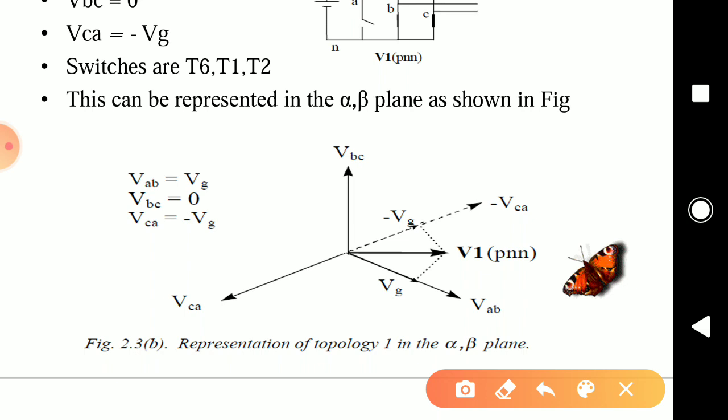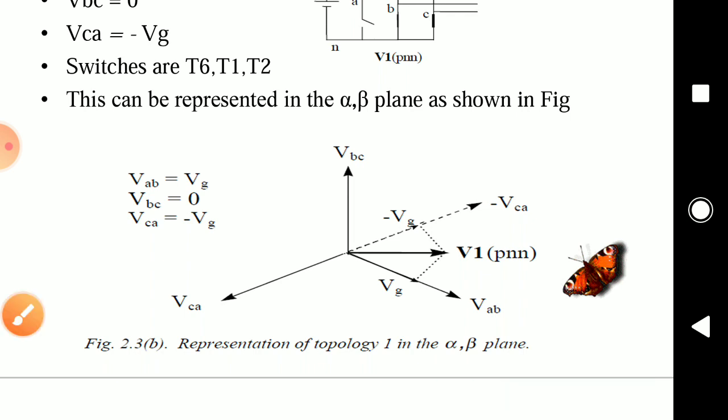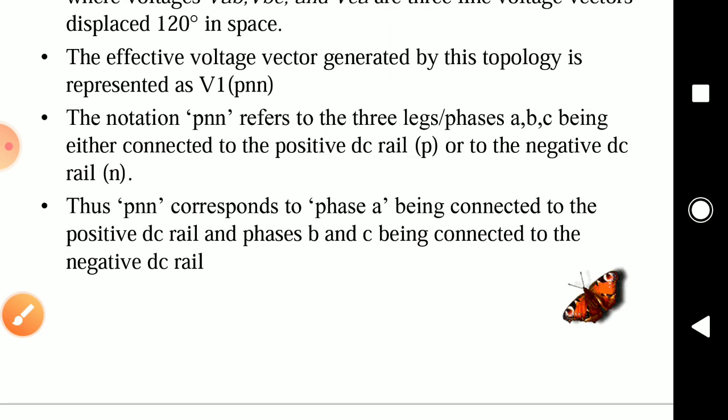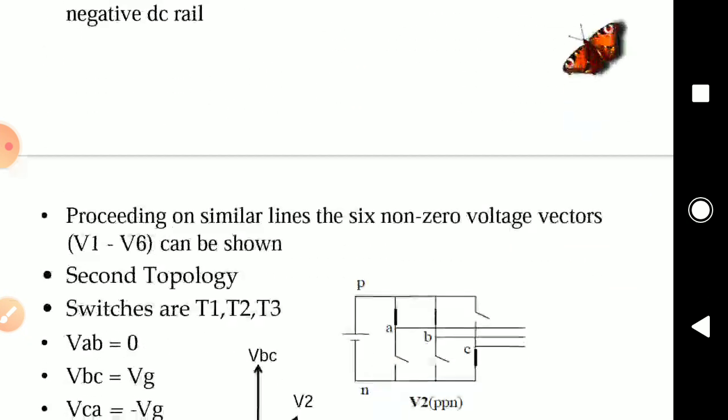We just took the voltages. We marked the voltages VAB equal to VG, VBC 0, VCA minus VG and we took the resultant. So VG and minus VG, we took the resultant and we got a voltage phasor V1. I will be explaining the second one also. The remaining you can just do as homework. I have just explained this portion.